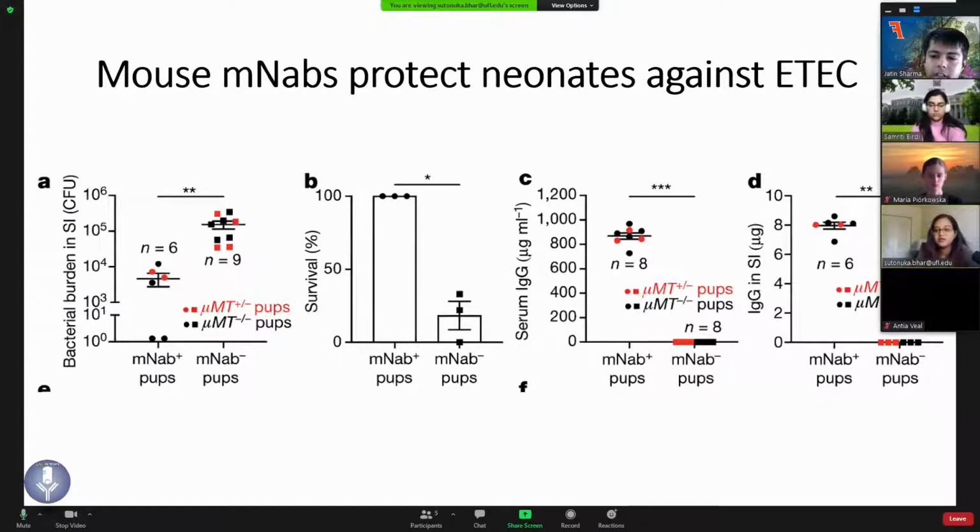Has anyone here ever done IgG in small intestine? I've never done these experiments, but I would think it's very difficult because you would have to homogenize all the tissue. It seems like a lot of technical challenge. But it's important for these experiments because the ETEC is colonizing in the small intestine. So you have to see whether in the final target place the IgG is there or not.